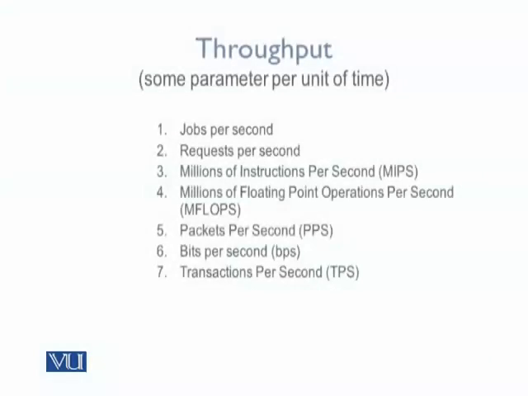An example can be throughput, and throughput can be in jobs per second or request per second, or million instructions per second, millions of floating point operations per second, packets per second, bits per second, transactions per second. These are all examples of throughput. जिसका मतलब है कि how many of certain operations are you doing in unit time. So these are all examples of rate based metrics.